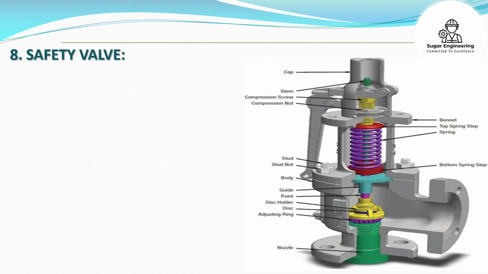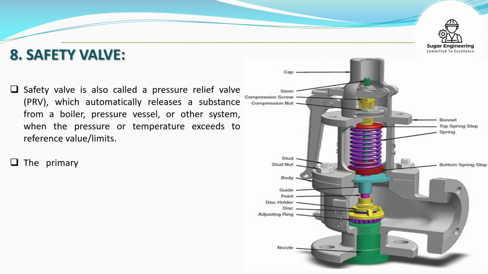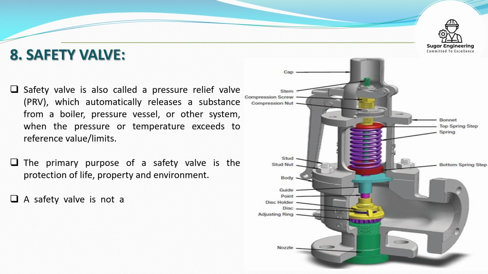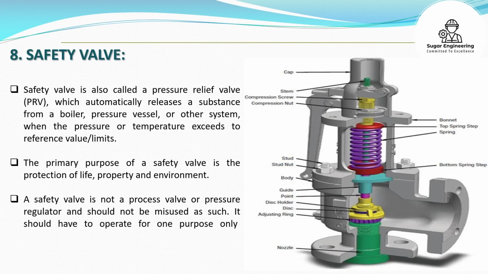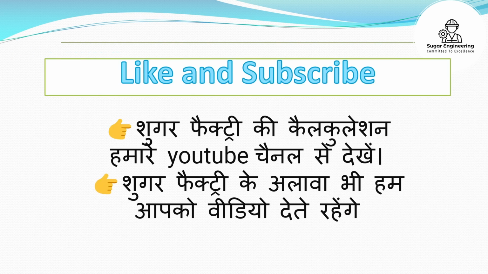Eight, safety valve. Safety valve is also called a pressure relief valve, PRV, which automatically releases a substance from a boiler, pressure vessel, or other system, when the pressure or temperature exceeds the reference values or limits. The primary purpose of a safety valve is the protection of life, property, and environment. A safety valve is not a process valve or pressure regulator and should not be misused as such. It should operate for one purpose only, overpressure protection.